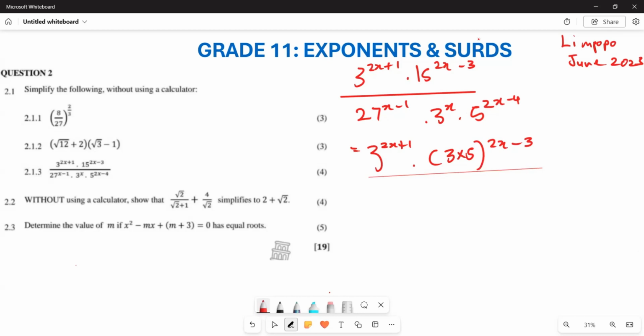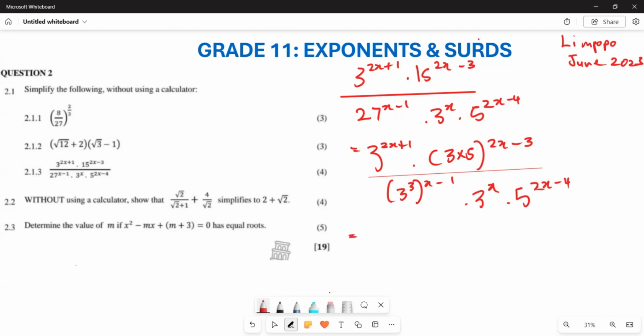Now, what is going to be your 27? Your 27 is the same as 3 cubed, right? So this is the same as 3 cubed multiplied by x, subtract 1. Then this is the same as 3 to the power of x multiplied by 5 to the power of 2x, subtract 4. Right? So basically that is going to be that.